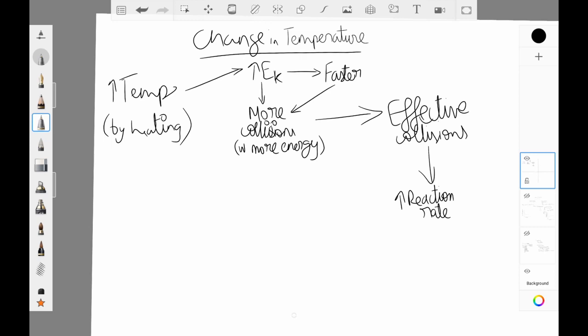And since more collisions are occurring, the likelihood of effective or successful collisions occurring also increases. An effective collision is just a collision that leads to the formation of new bonds and the subsequent formation of products. So when more effective collisions occur, the reaction rate also increases. And if I were to reduce temperature, the opposite would happen and the reaction rate would decrease.